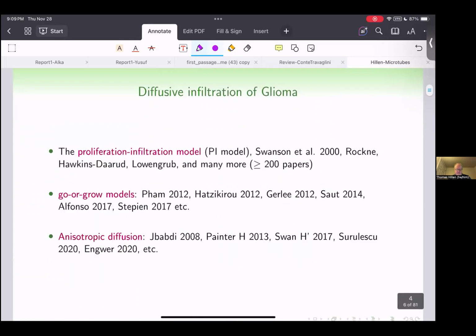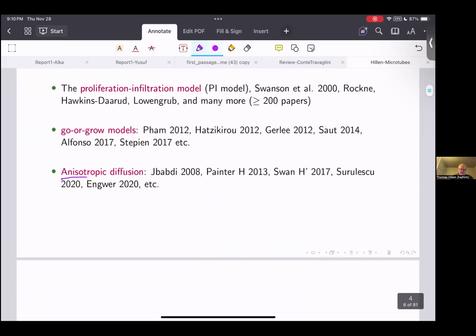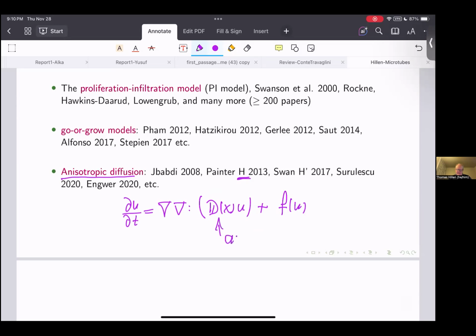Okay. And then the third class is the anisotropic diffusion models, and this is something I have worked on myself with Painter and Swan and Zagorlescu and Engber and other people. And here the key is that we use anisotropic diffusion in the direction of white matter fibers. Now this term looks really funny. This is still the diffusion term, but now I have a diffusion tensor or a diffusion matrix. And then the logistic growth I call f of u. So this is called anisotropic diffusion.